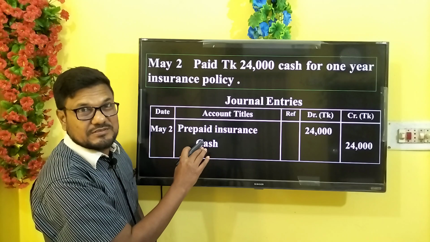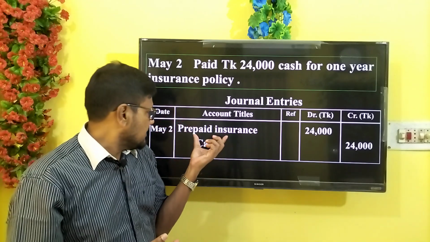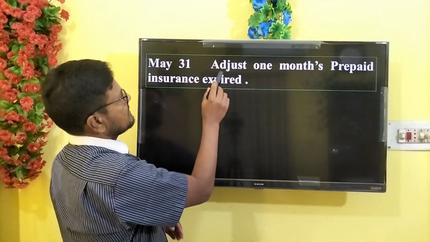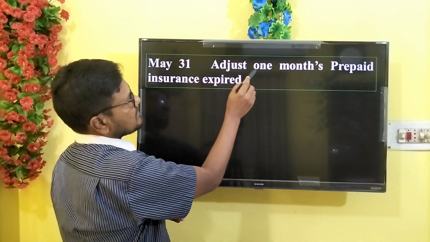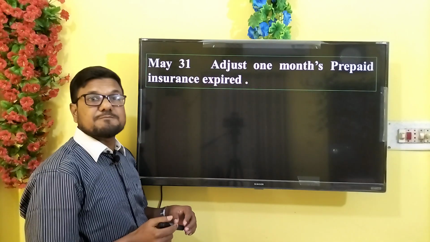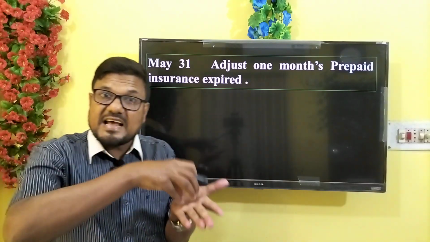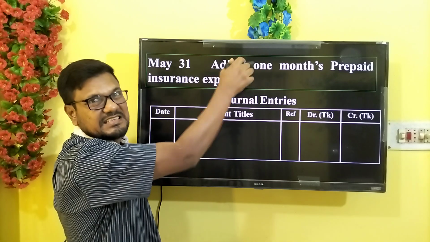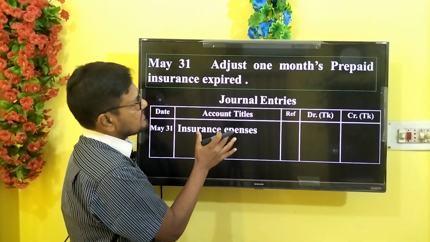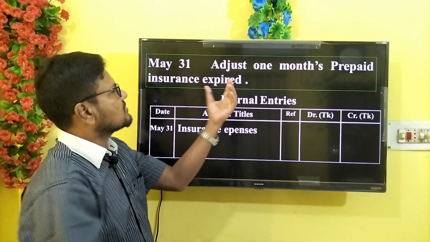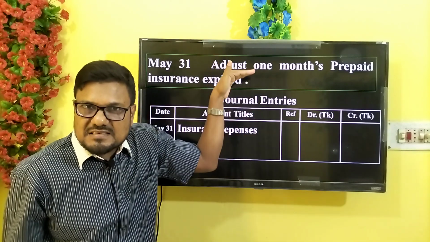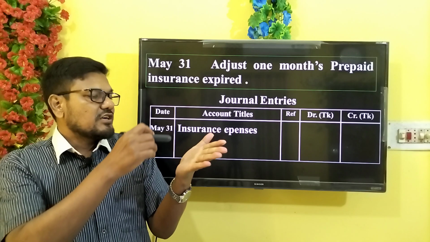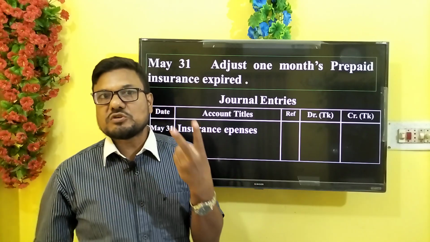And from this transaction, when prepaid insurance expires, for example on May 31st, just 1 month of prepaid insurance expired. Expired means it has become an expense. So the journal, this is the adjusting journal. Insurance expense debit, but what is the amount? In the previous transaction, that is 24,000 for 12 months. So 24,000 divided by 12 equals 2,000.